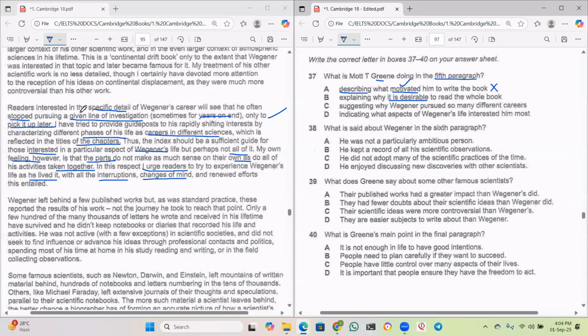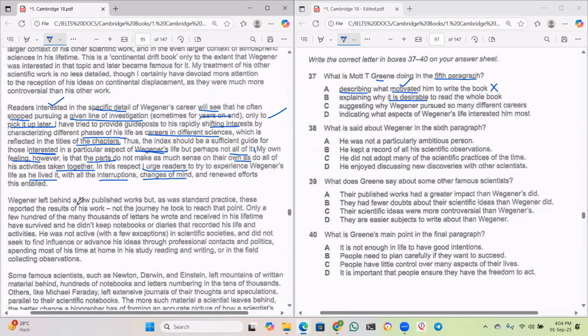Readers interested in the specific detail of Wagner's career will see that he often stopped pursuing a line of investigation. I have tried to provide for his rapidly shifting interests by characterizing the phases of his life, which is reflected in the titles. Thus the index should be a sufficient guide for those interested in particular aspects of Wagner's life, but perhaps not all of it.